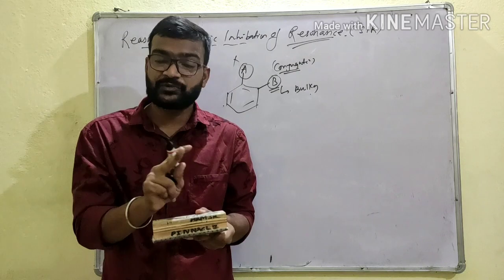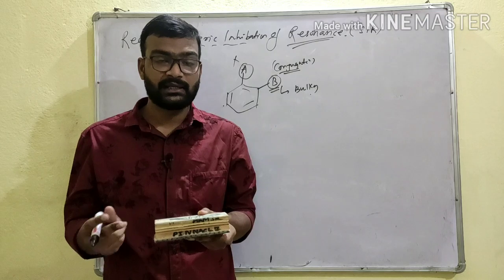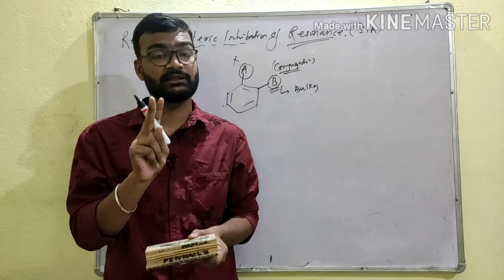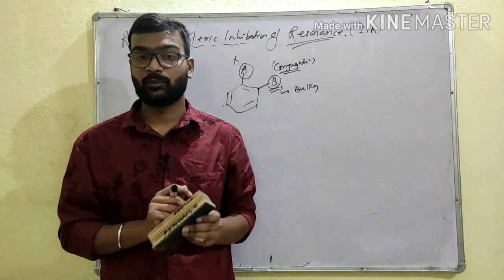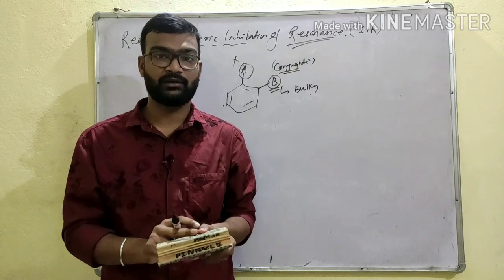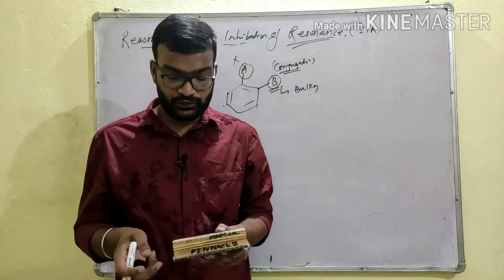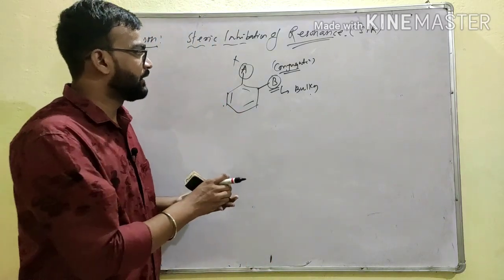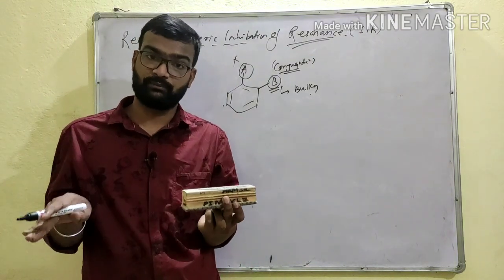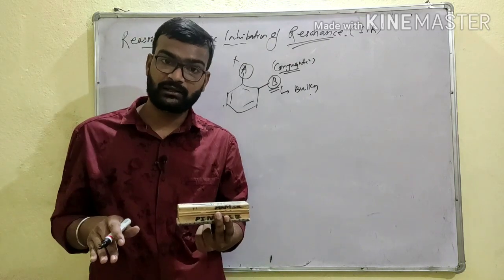So one is that there must be conjugation, and whatever atoms participate in that resonance must be present in one plane, the same plane. These are the two most important criteria for a molecule to show resonance. If either criterion is not met, resonance is not going to take part. So what is most important is the plane. The molecule must remain in one plane, that means the molecule should be planar.